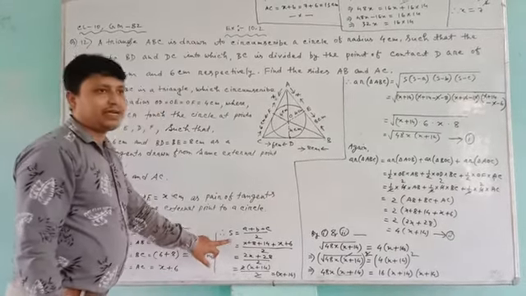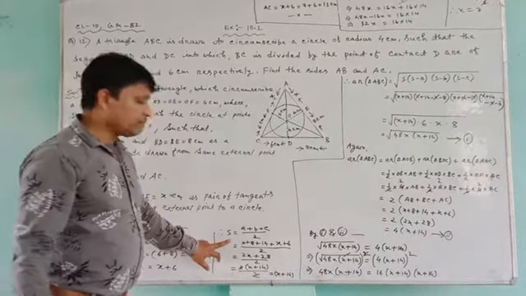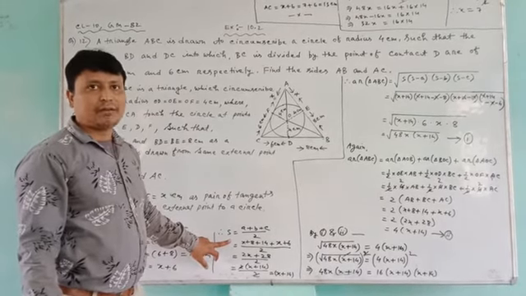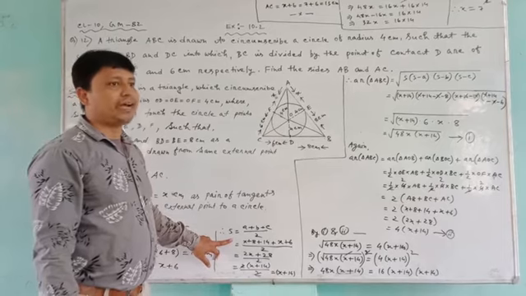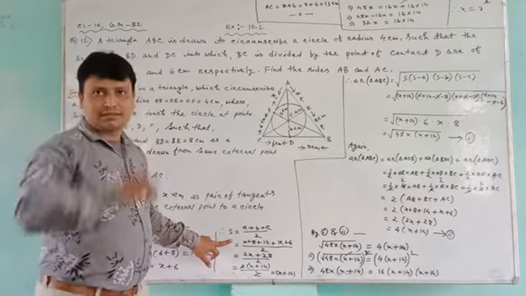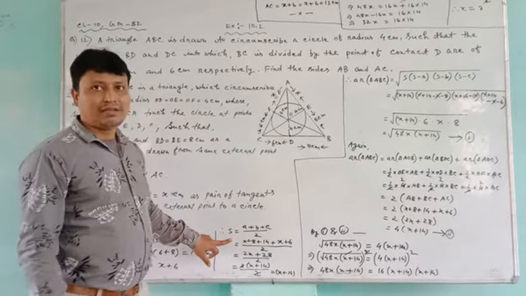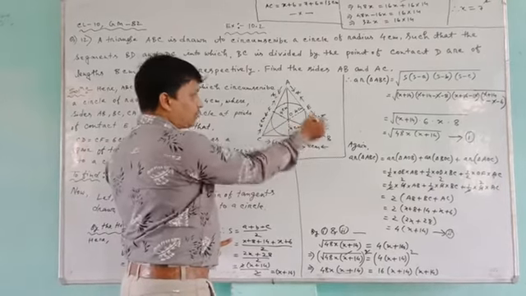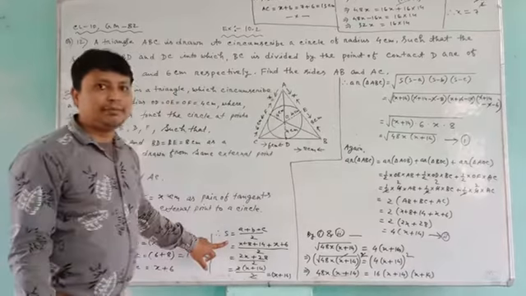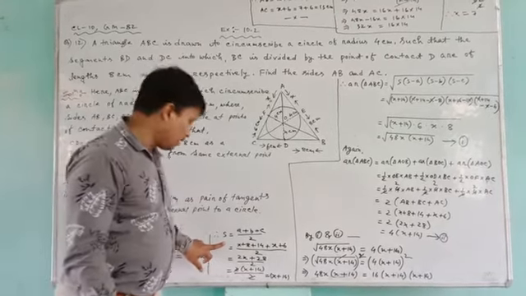After that we have to find S. S means half of the perimeter of a triangle. Perimeter means the sum of three sides of the triangle, that is, the boundary line. How much space is occupied by the triangle is called area. The length of the boundary, AB plus BC plus AC, is called perimeter. So half of the perimeter is declared as S in Heron's formula.